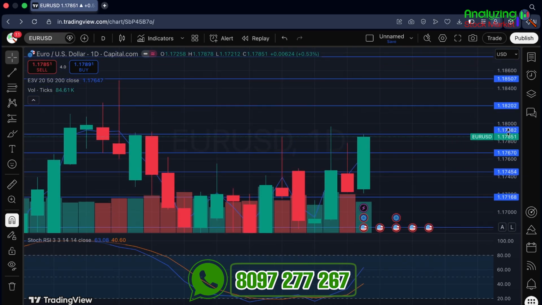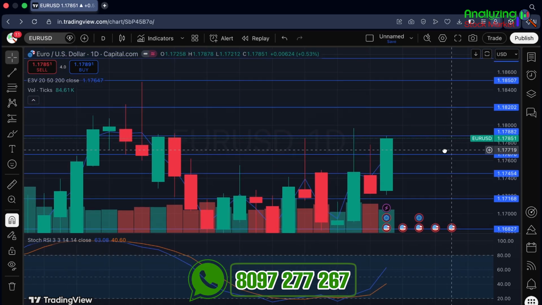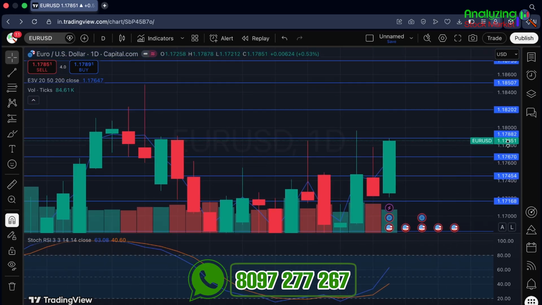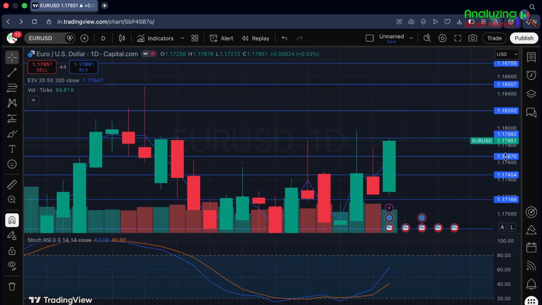Currently, the closing here was 1.17851. The direct support is 1.17670. Direct resistance is 1.17882. After direct support, there is a support of 1.17454 and then 1.17168. After direct resistance, there is a resistance of 1.18202 and then 1.18507. So these are the important support zones and resistance zones which will help you to take better stop loss and target levels according to your bias for this week.